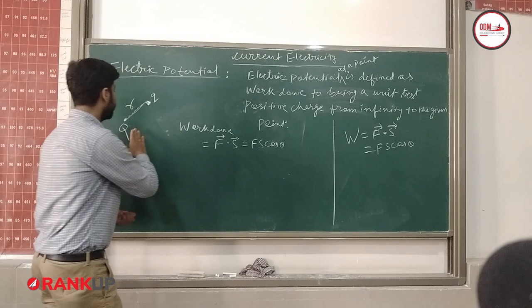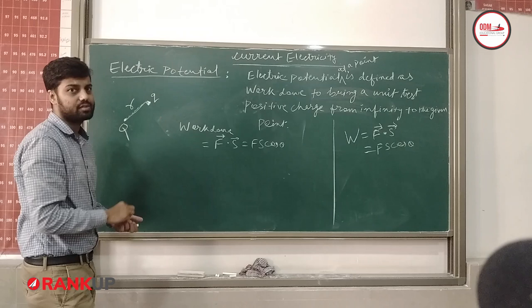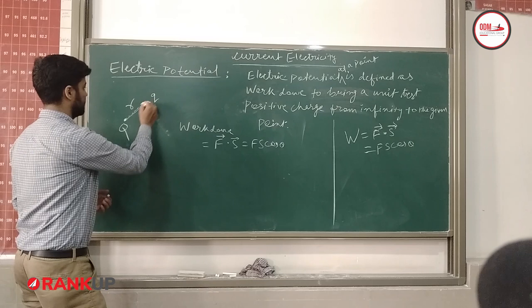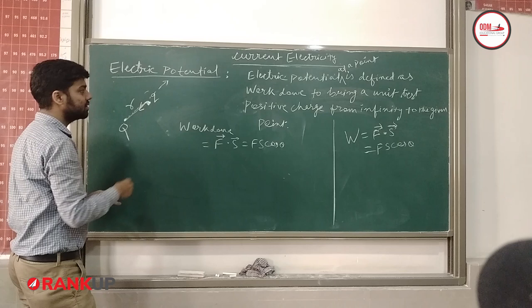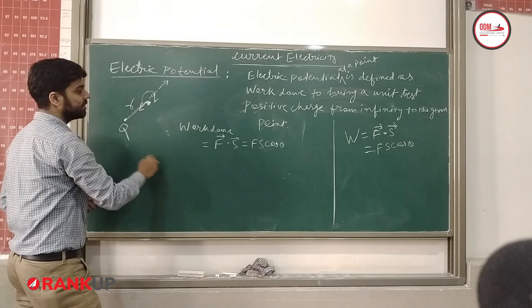Here we are taking the work done by an external force, which is against the electrostatic force, opposite to the electrostatic force. Since the electrostatic force is in this direction, we are taking the external force in this direction. So what is the angle between the electrostatic force and the external force? It is 180 degrees. So theta is equal to 180 degrees.